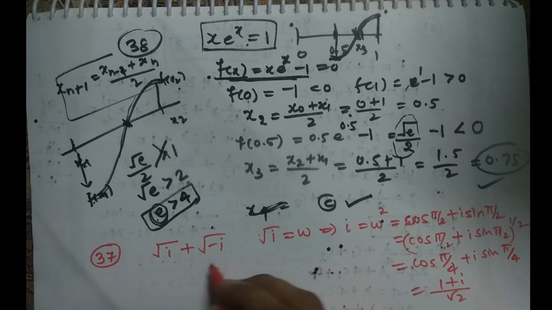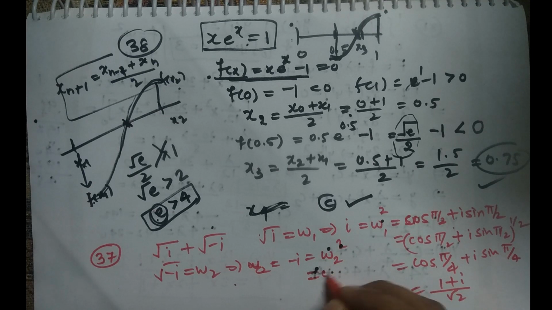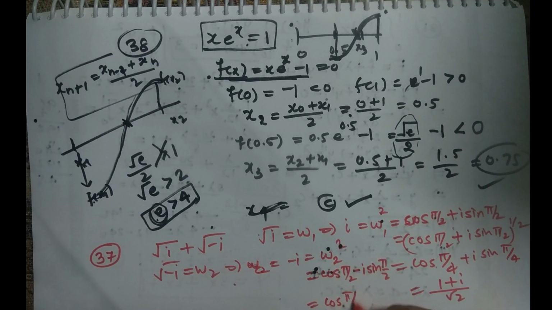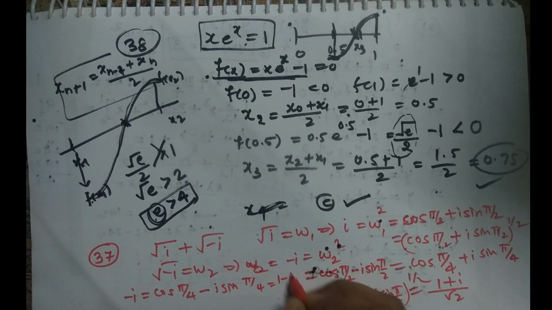Similarly, if I try to find root of minus i, suppose this is my omega 2, then my minus i will become omega 2 square. But see, what is my minus i? Minus i is nothing but cos(pi/2) minus i sin(pi/2). If I take this 2 to this side, (cos(pi/2) - i sin(pi/2)) raised to again 1 by 2. This is nothing but, again, cos(pi/4) - i sin(pi/4). This is nothing but our (1 - i) by root 2.